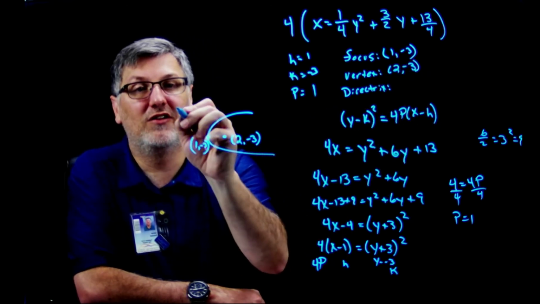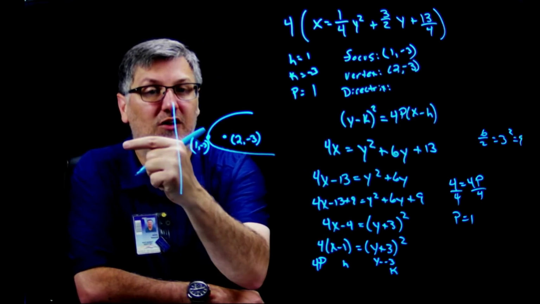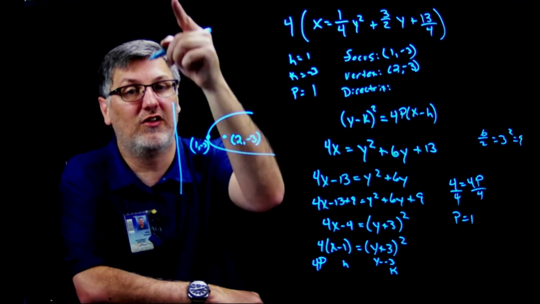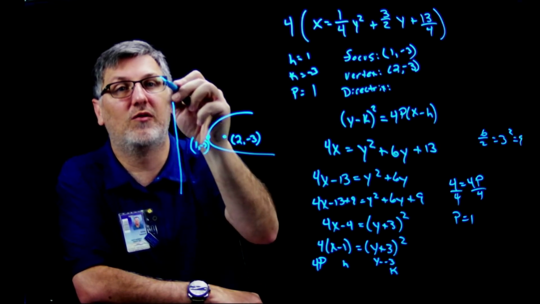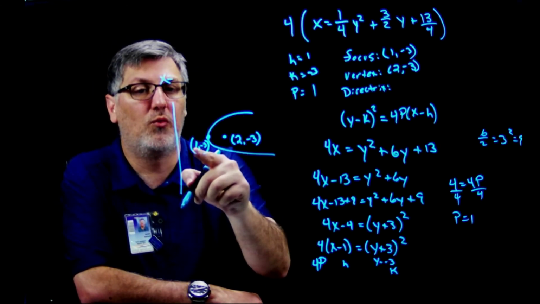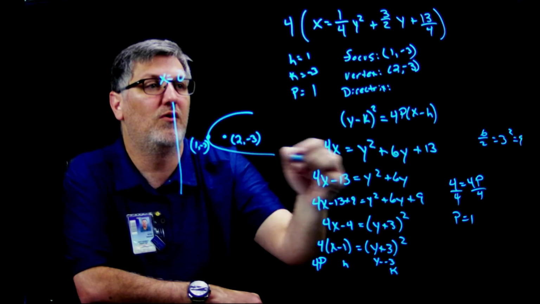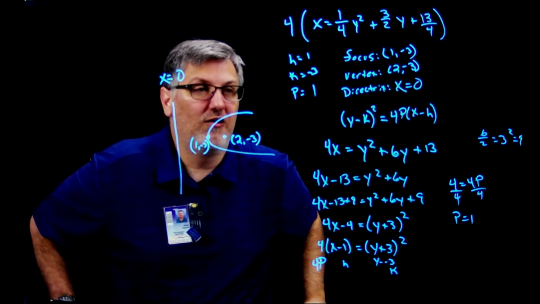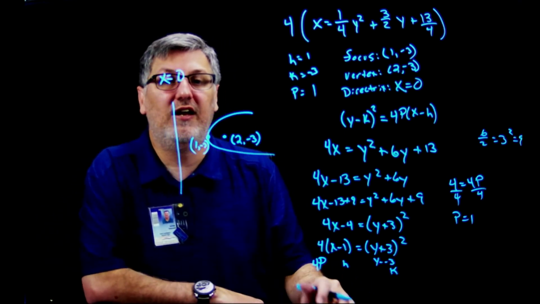My directrix is exactly 1 unit to the left. So I'm going to subtract. This is a vertical line, so this is going to be x equals 1 minus 1, which is 0. My directrix is x equals 0. And voila. I now have everything I need. I have a rough sketch.